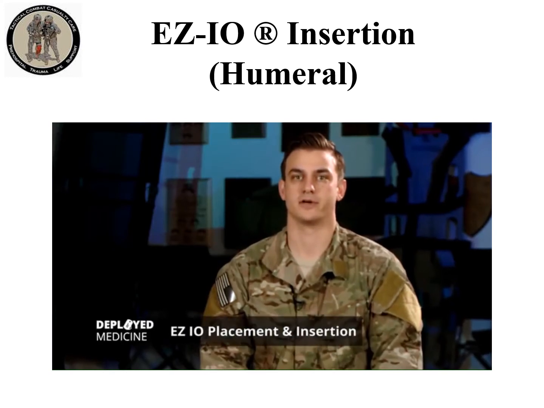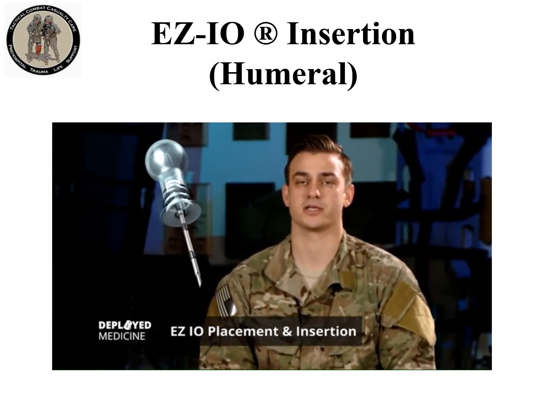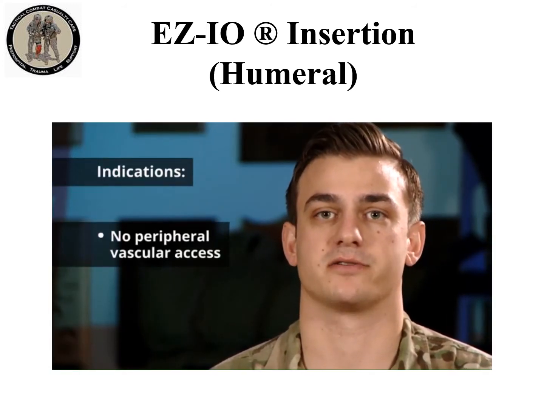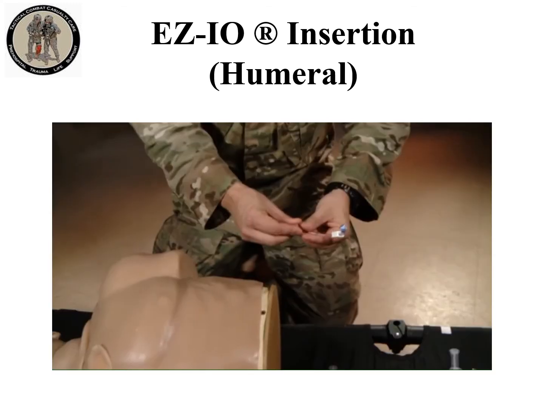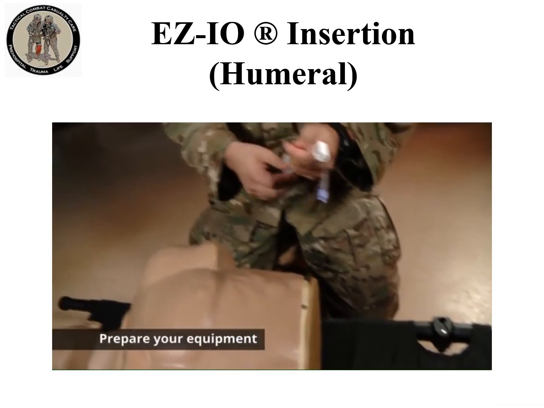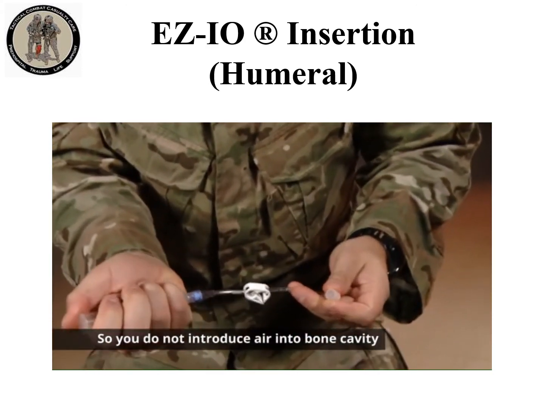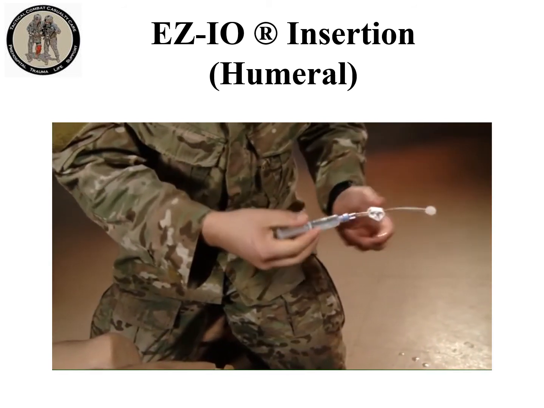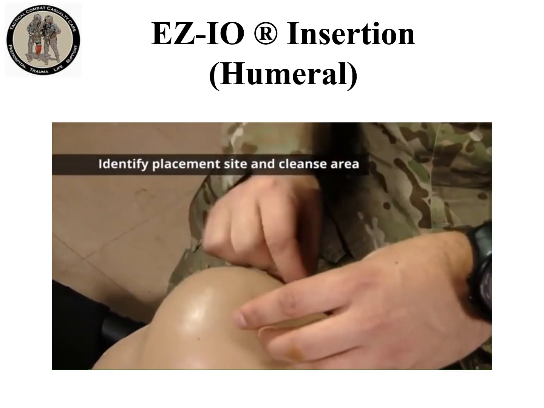Welcome, my name is Stefano, and today we're going to be discussing proper placement and insertion of an intraosseous device. This procedure is indicated when you cannot obtain peripheral vascular access and the patient requires life-saving medication or fluid. First step is we are going to prep our equipment. We are going to prime our IO tubing so we do not introduce air into the bone cavity. Our tubing is primed. We are now going to select the appropriate placement site and cleanse our area.